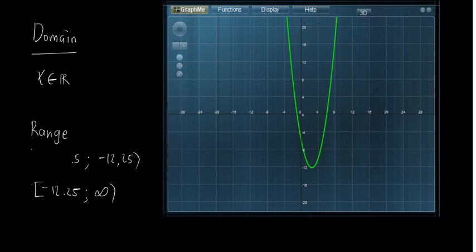We also see that our function has a minimum, because the lowest y value that you can get is -12.25. This function does not have a maximum. It doesn't have a maximum y value. We've got a minimum y value of -12.25. So I'm just going to write that down quickly for you guys.